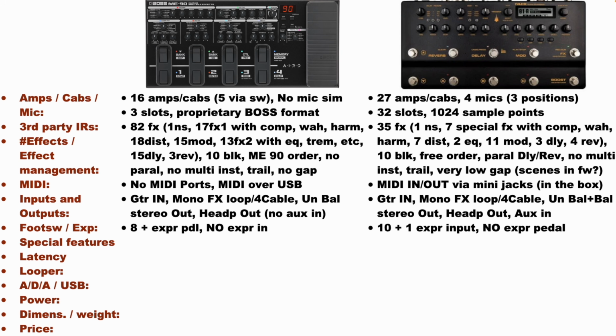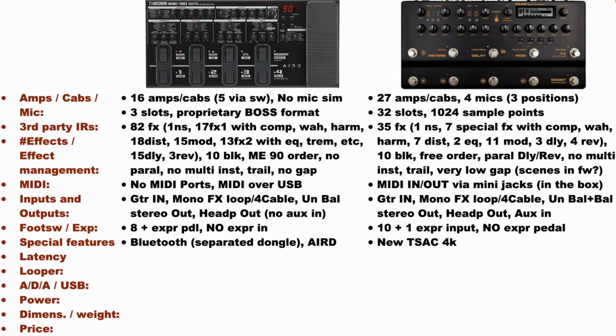The ME90 has 8 foot switches, an expression pedal built in and no external expression pedal inputs, where the Trident has 10 foot switches with no expression pedal built in, but with an input for an external controller. So here we have a pretty different approach. The Trident has more foot switches with no expression pedal built in, but an input for an external one, where the Boss has less foot switches with an expression pedal built in and no input for another one. Here I would say that it really depends on what you need.